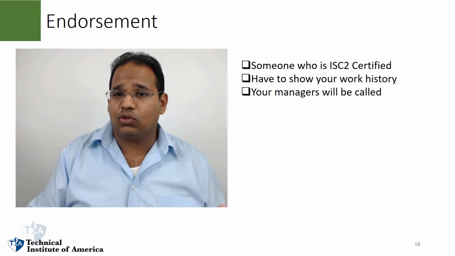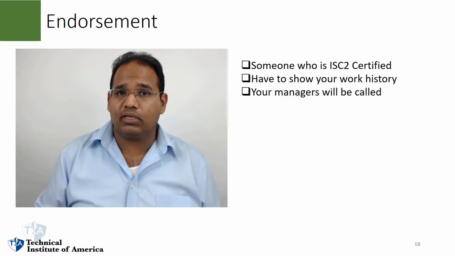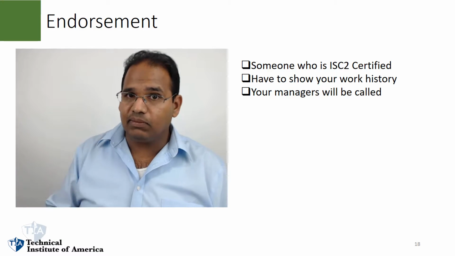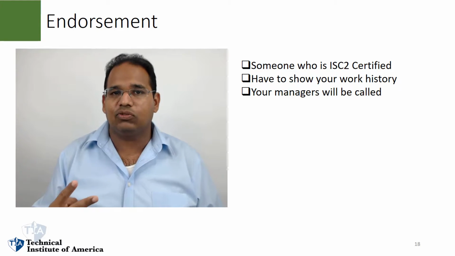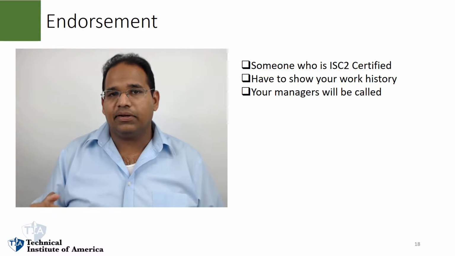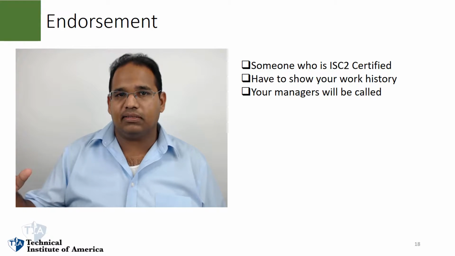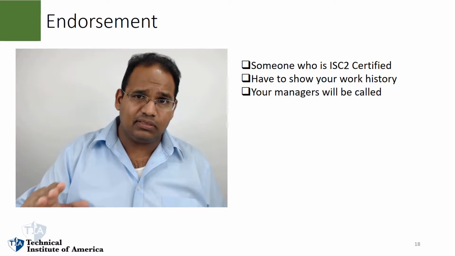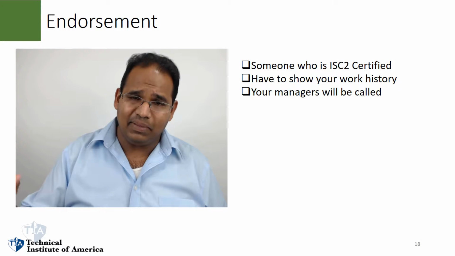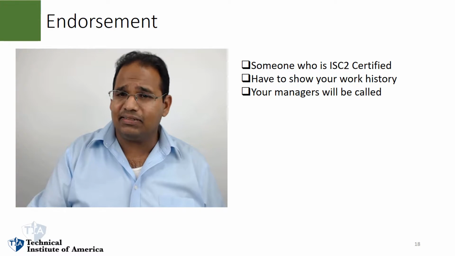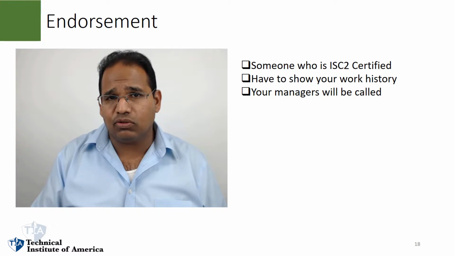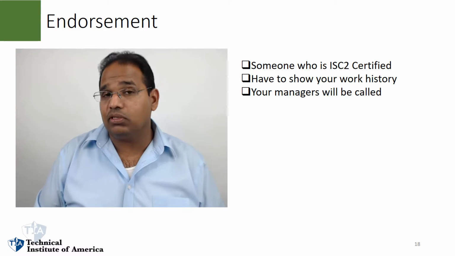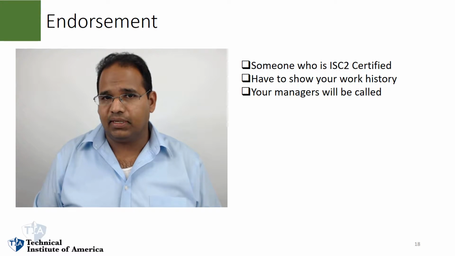There, you're going to have to show your work history. Now, your work history, remember what we said earlier. You've got to show a minimum of 5 years experience in any 2 domains. Here you're going to have to list your job title, your company's name, the address, the phone number, the manager's information. Now, the reason for that is because during the endorsement process, the person you're using to do the endorsement will call your manager and verify.